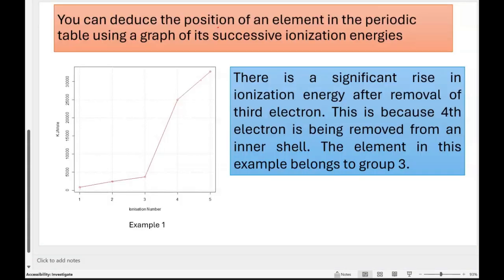You can deduce the position of an element in the periodic table using a graph of its successive ionization energies. So study the graph. There is a significant rise in ionization energy after removal of the third electron, because the fourth electron is being removed from an inner shell. So the valence shell has 3 electrons, therefore this element belongs to group 3.